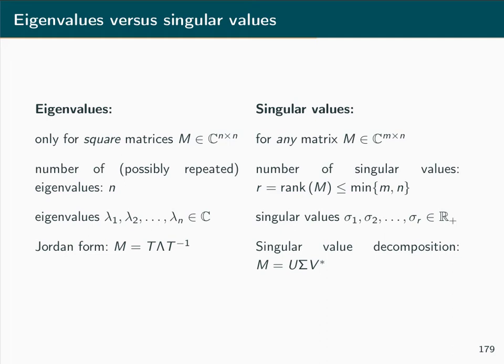The matrix factorization associated with the singular values is the so-called singular value decomposition, and it factorizes the matrix M as U times sigma times V star, where U and V are unitary matrices, and sigma is of the same dimension as M and has a block structure consisting of 4 blocks, where only the upper left-hand block, sigma 1, is non-zero, and this block is in fact diagonal and contains the singular values on its diagonal.